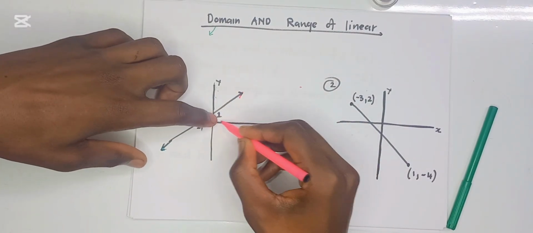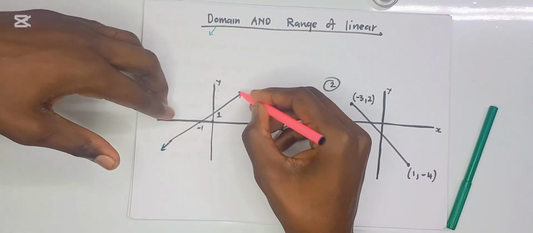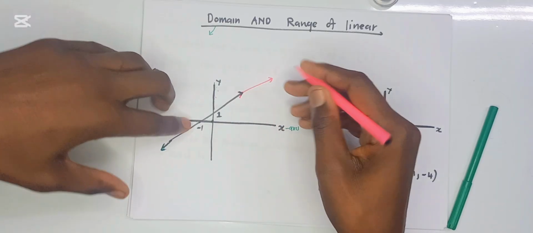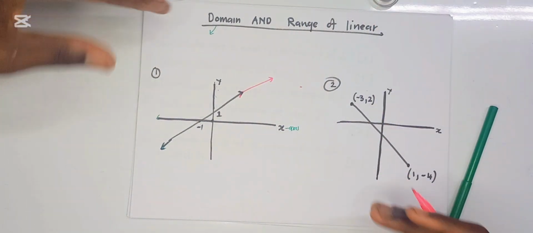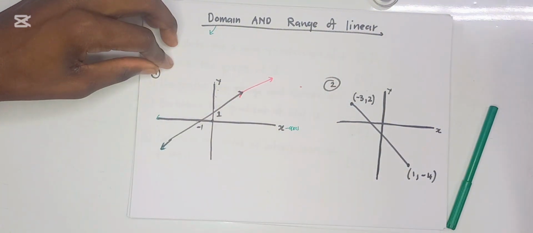Why? Because on the positive side of the x-axis, it does not end, it keeps going. This arrow here shows that this kind of graph is continuous. We just cut it off here, but it keeps going until infinity.